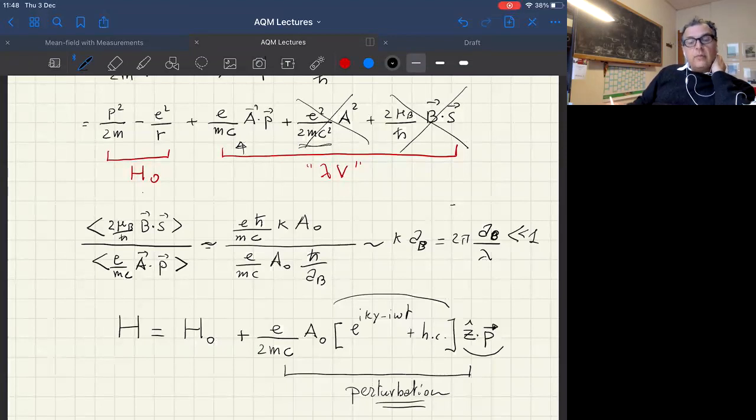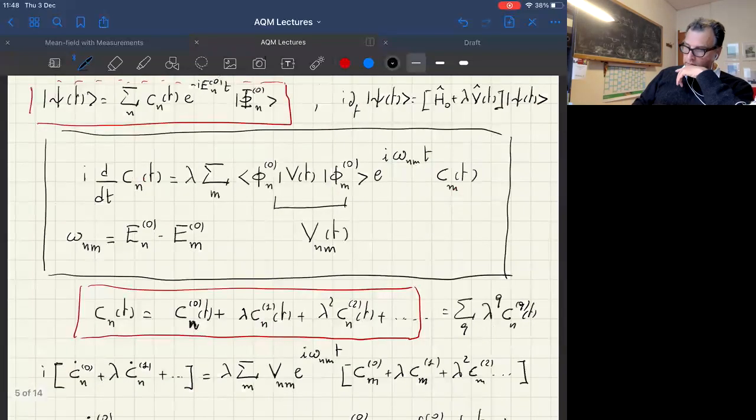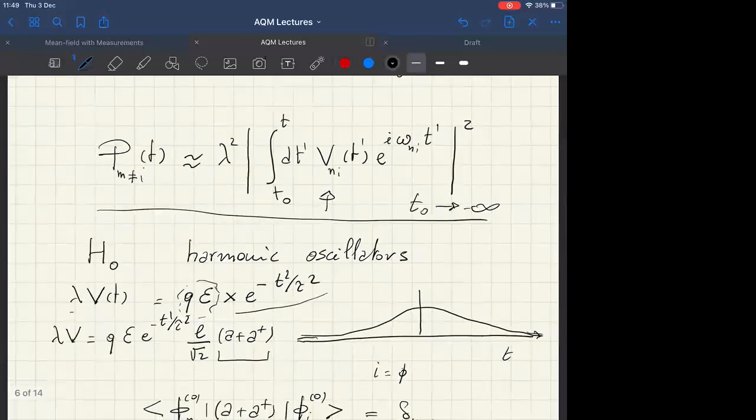The e to the i omega t or minus i omega t will determine the various resonant conditions. Now, can you tell me which of the two, i omega t or minus i omega t, will be important, will just give rise to the resonant condition? According to you. Do you remember? Minus. Sorry? I think the minus one.